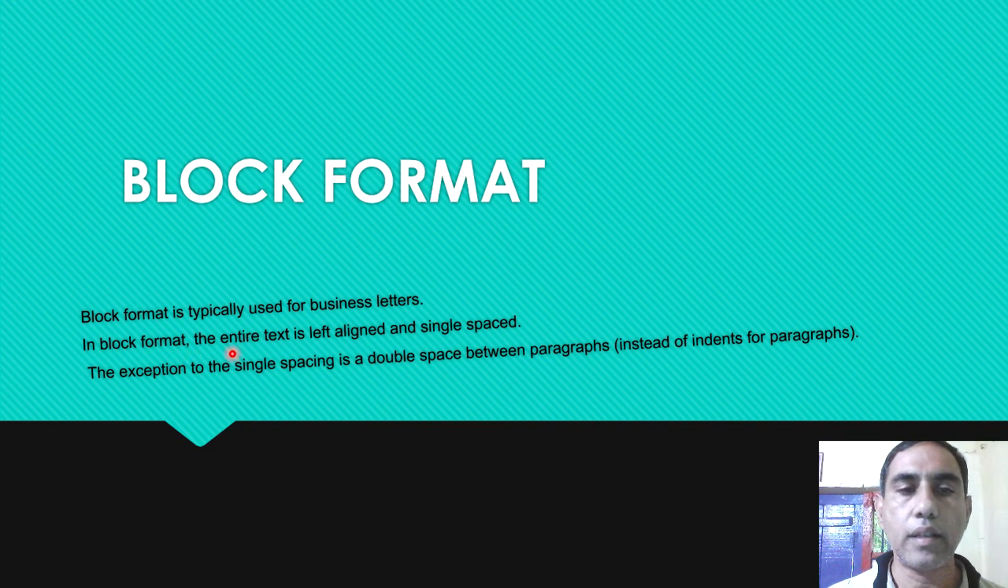In block format, the entire text is left aligned and single spaced. It means the complete letter must be written starting from the left side of the page. Each part of the letter is given a single space. The exception to the single spacing is a double space between paragraphs. Except within the body of the letter, between paragraphs we have to give double space. Otherwise we will give only single space.